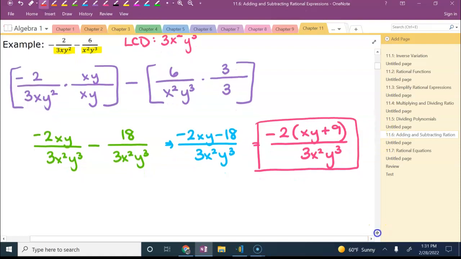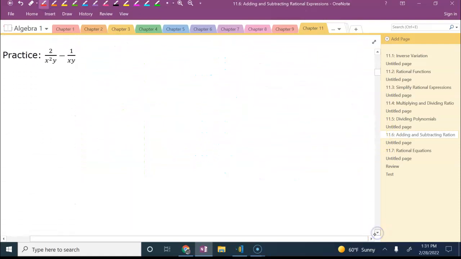So what I want you guys to do now is pause the video, try to do this practice problem, and then come back and keep watching to see how it should have been worked out.